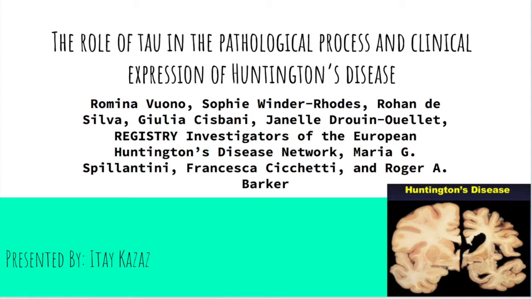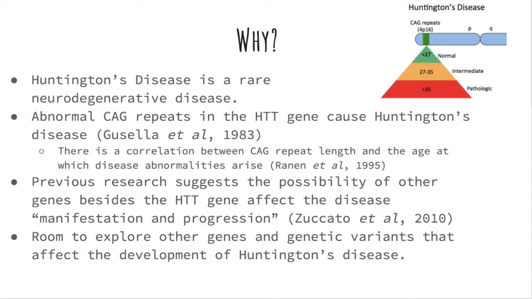Today I will be presenting an article called The Role of Tau in the Pathological Process and Clinical Expression of Huntington's Disease. Huntington's disease is a rare genetic neurodegenerative disease affecting around 30,000 Americans. Huntington's is caused by abnormal CAG repeats in the HTT gene, which then leads to overexpression of the amino acid glutamine, making it so the protein coded for by the HTT gene, the Huntington protein, will aggregate.